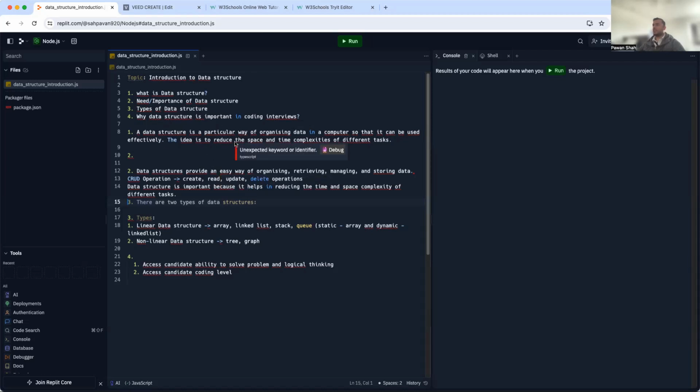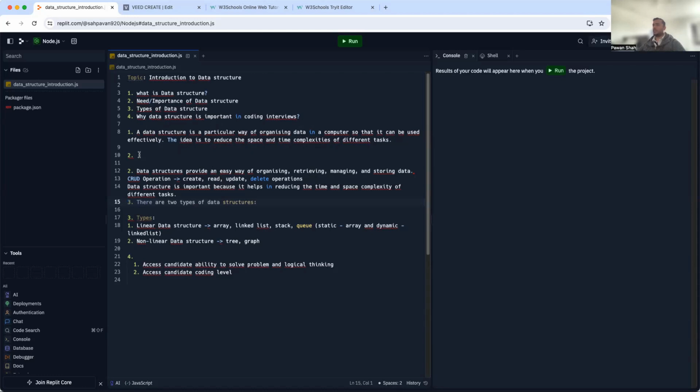Data structure is a particular way of organizing data in the computer so that it can be used effectively. What this means is that every software that you have in your computer is somehow managing data, and it's about managing and organizing the data in a way that the data can be easily handled, easily retrieved, easily stored, and easily organized.